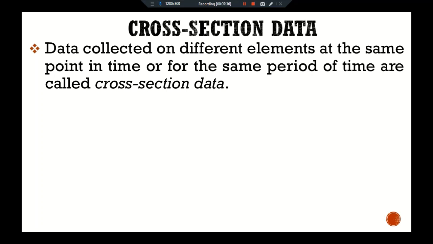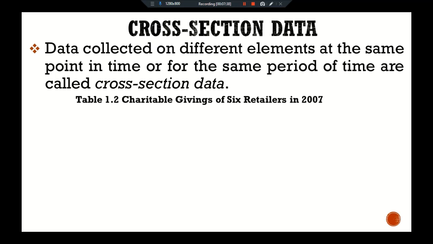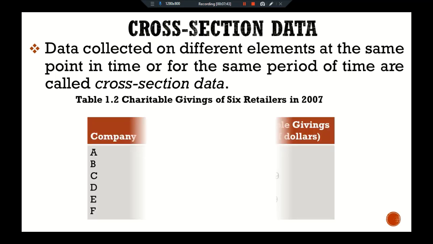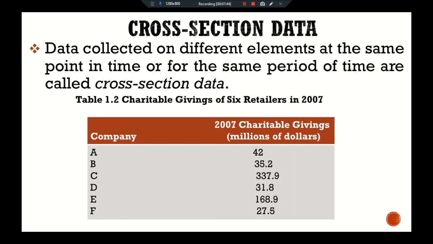So here we have a numerical example for this purpose. We have the charitable givings of 6 retailers in 2007. So we are getting the data of 6 different companies or firms at one point in time, and our one point in time is 2007.